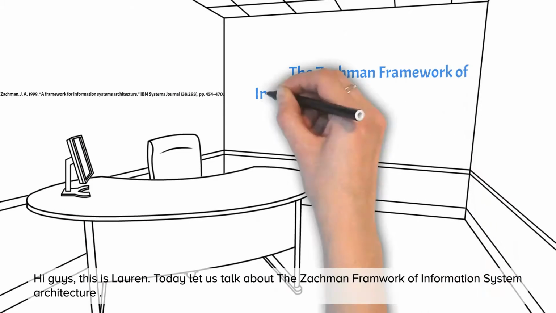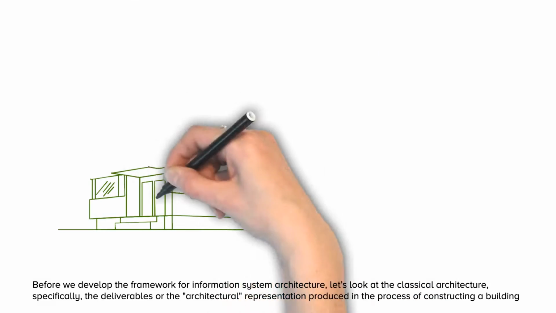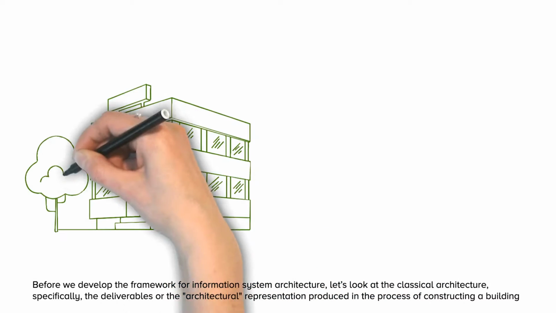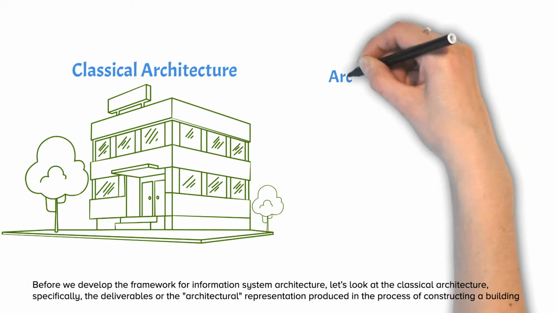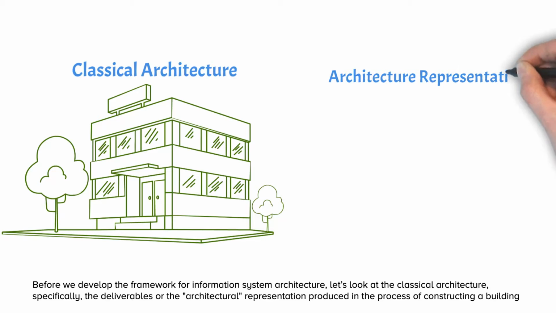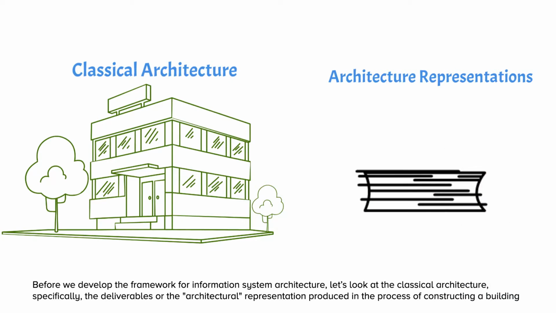Today let us talk about the Zachman framework of information system architecture. Before we develop the framework for information system architecture, let's look at the classical architecture, specifically the deliverables or the architectural representation produced in the process of constructing a building.